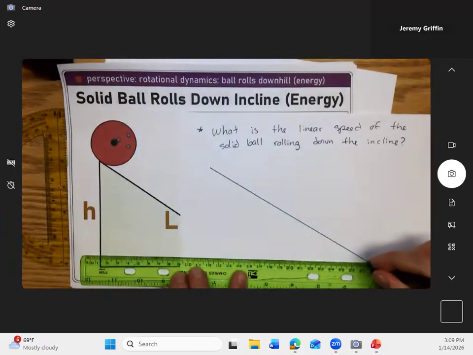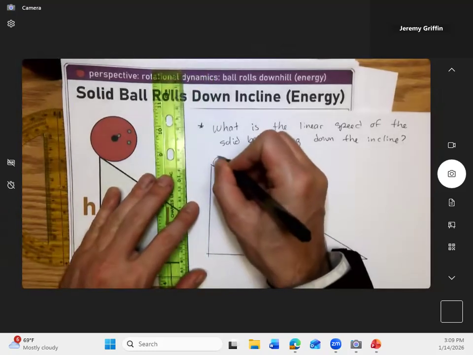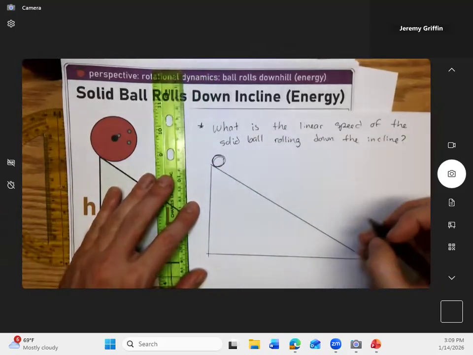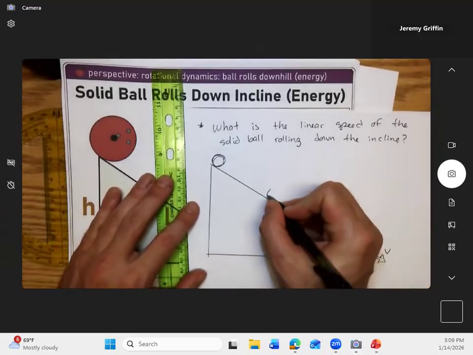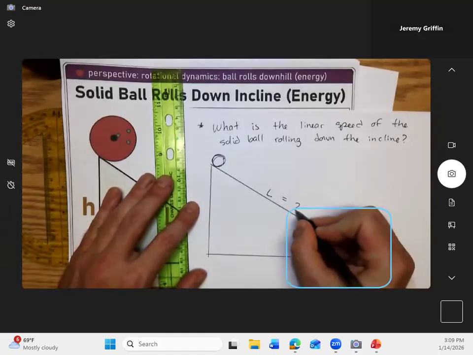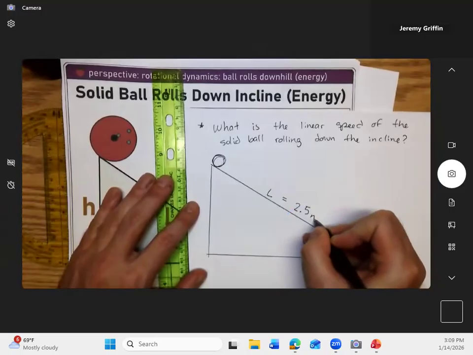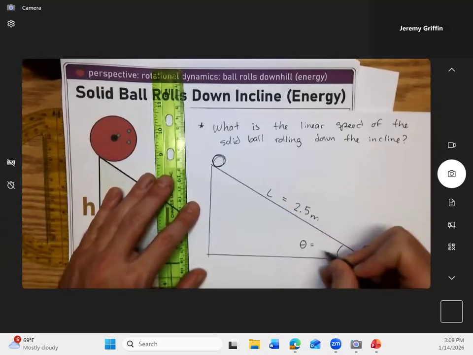So I'll give you guys this incline. All right, let's get the solid ball right here. Okay, and it's going to be rolling, rolling, rolling until eventually it reaches the end. It's going to have some linear speed. I'll call it V. Let's say that this length right here, the length of the incline, is about 2.5 meters. And let's say this is pitched at an angle of about 30 degrees from the horizontal.